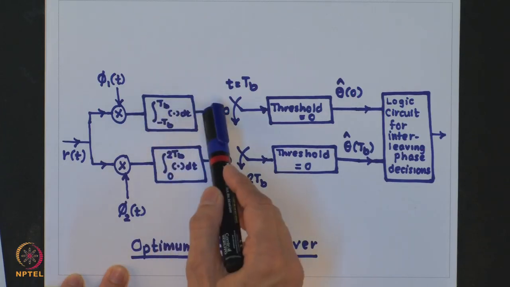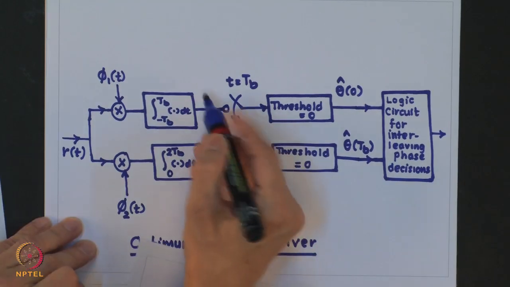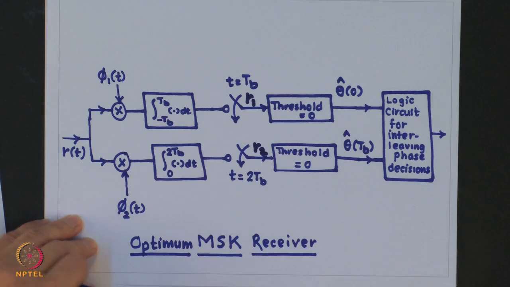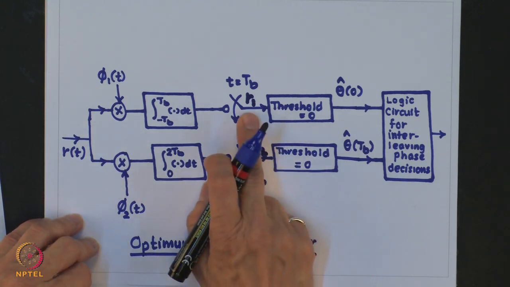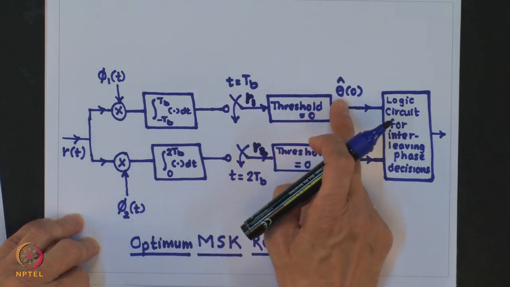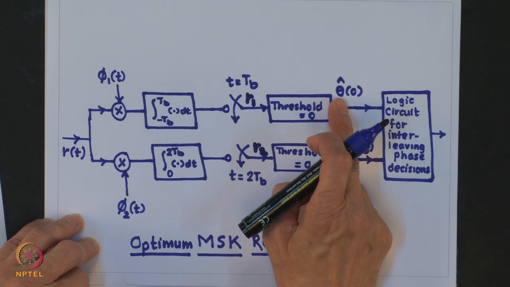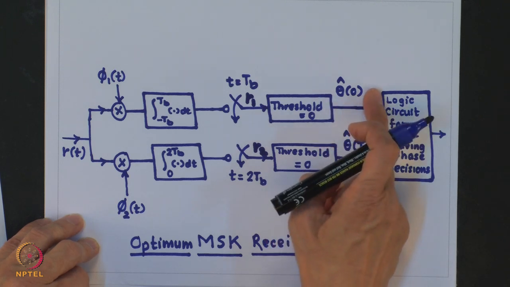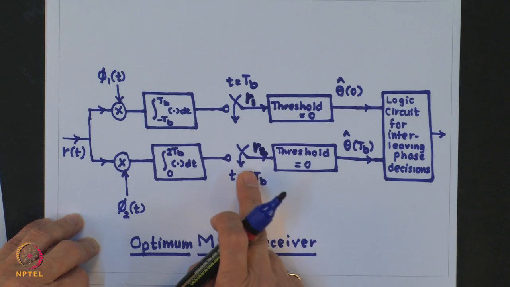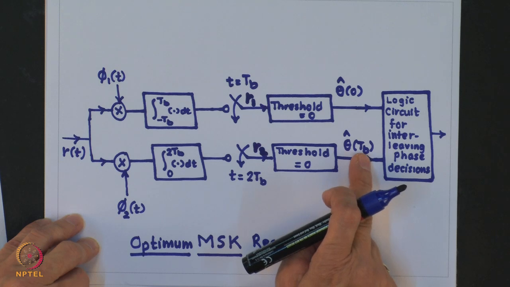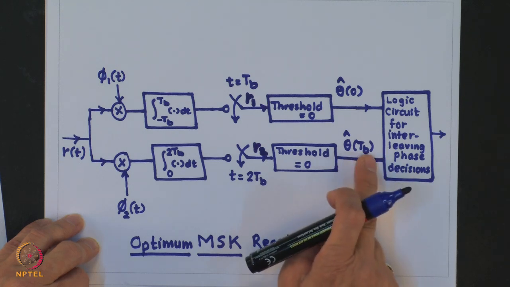R(t) is projected on phi 1 and phi 2 of t. So here you get the outputs, this is R1 and this is your R2, and we will see now that this R1 is applied through a threshold to decide the phase status at time t equal to 0, whether theta 0 is equal to 0 or theta 0 is equal to pi, and similarly from this channel we will get the phase status for theta Tb, whether theta Tb could be pi by 2 or minus pi by 2.